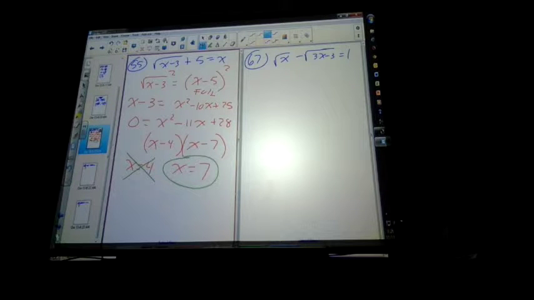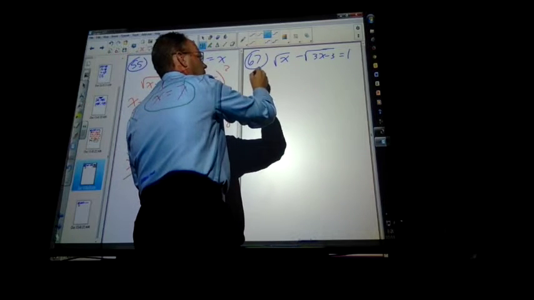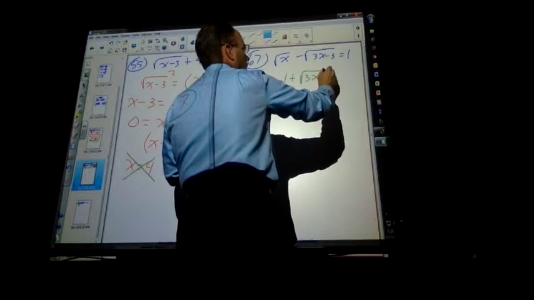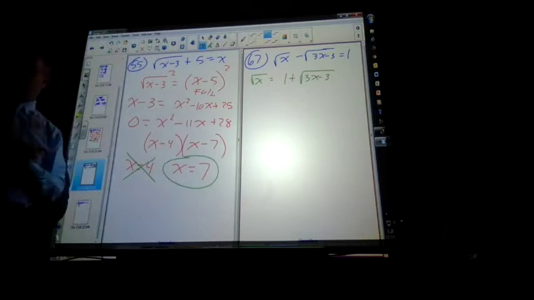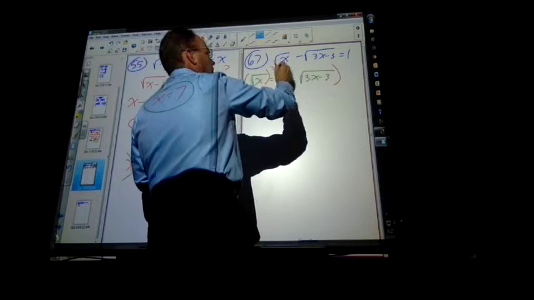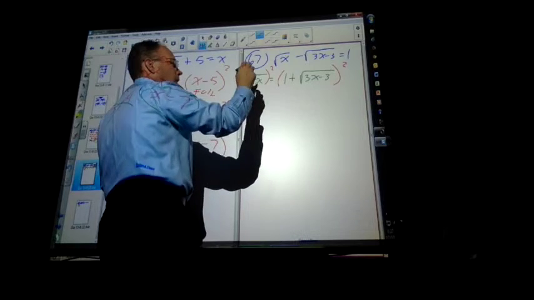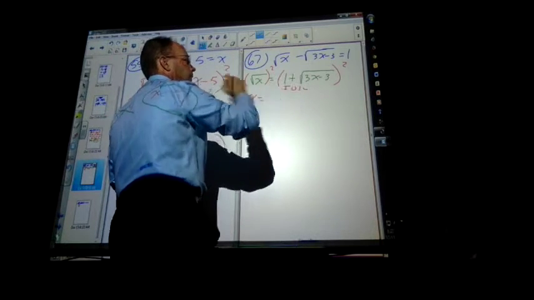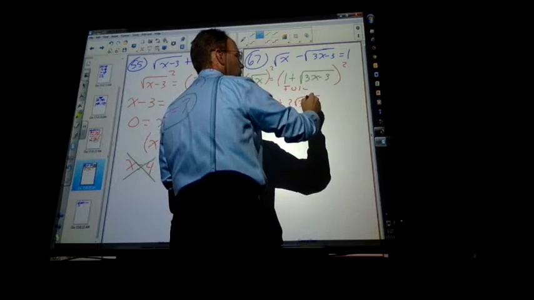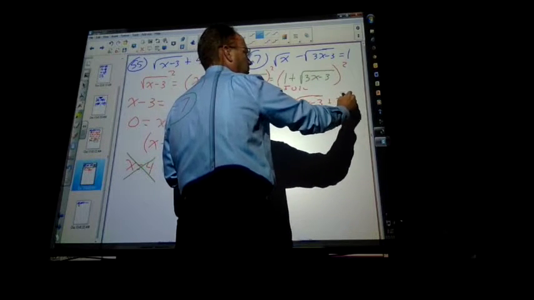All right, number 67. I'm going to move this portion over so I don't have a negative radical. Is that okay so far? From there, I think I put this in parentheses, and square. So that's just going to give me x here. And I'm going to FOIL this out. So if I FOIL this out, I'm going to get 1 plus 2 root 3 minus 3. And then last would be 3x minus 3.